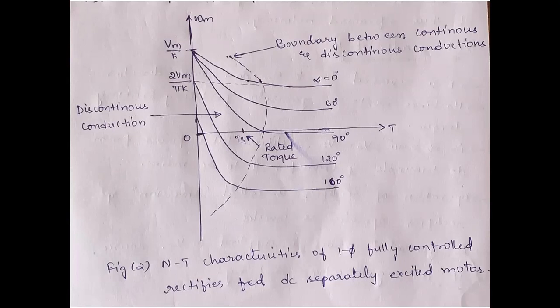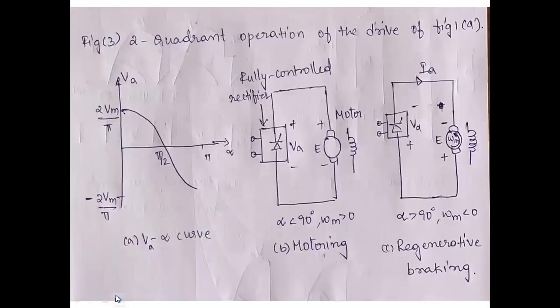This drive operates in quadrants 1 and 4. Quadrant 1 is forward motoring and quadrant 4 is reverse regenerative braking mode. From the equation, we can analyze the quadrant operations. We said that this drive operates in quadrant 1 and quadrant 4, so the operations are now explained.